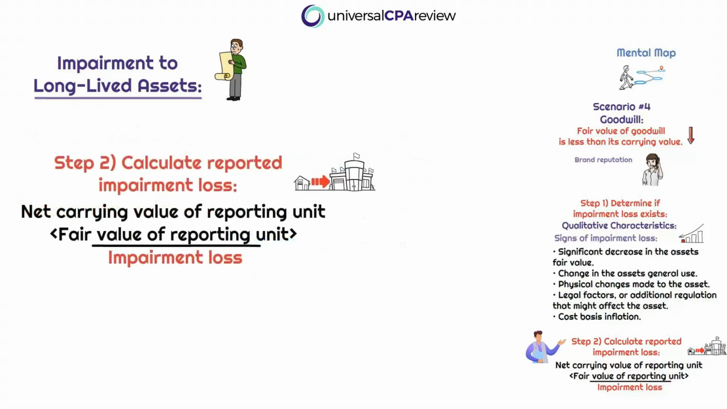So this calculation in step 2, after we have determined that conditions have arisen that tell us that impairment losses exist, is where we calculate how much impairment loss we're talking about. This is calculated as the difference between the carrying value of the reporting unit and the fair value of the reporting unit. Okay, so boom, that's the difference. This is our impairment loss related to goodwill.